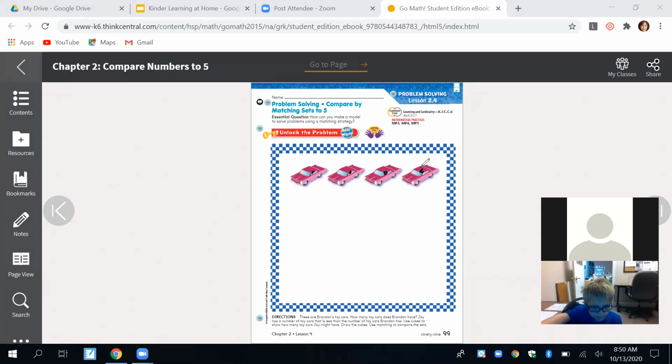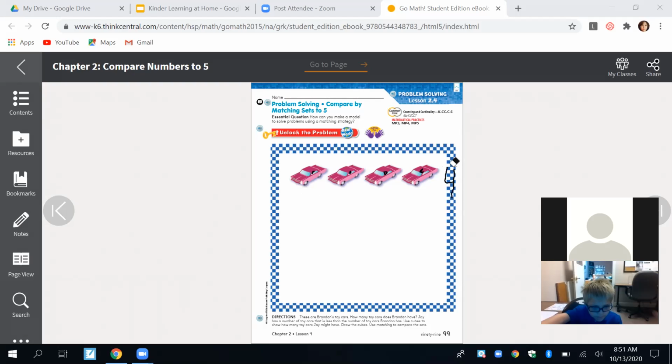Now we're going to find out what we need to do. These are Brandon's toy cards. How many toy cards does Brandon have? We already counted. We know it's 4. I'm going to write it right here so I don't forget. His friend has a number of toy cards that is less than the number of toy cards Brandon has. So for this, the next step, we need to match with the other group. But we already know that Brandon has 4 cards.